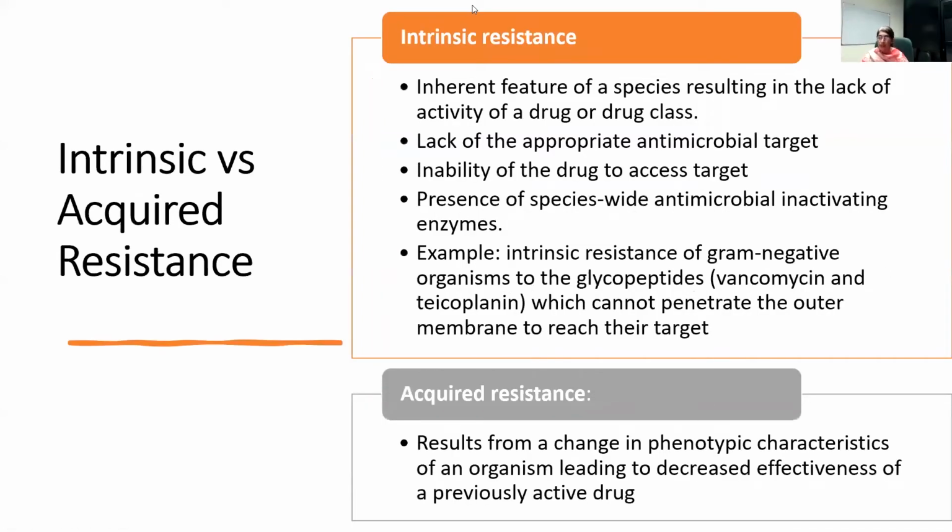Antibiotic resistance can be intrinsic or acquired. Intrinsic resistance can be an inherent feature of a microorganism resulting in the lack of activity of a drug or a drug class. It may result from the lack of the appropriate antimicrobial target. It may be because of the inability of the drug to access the bacteria. An example is the intrinsic resistance of gram-negative organisms to glycopeptides like vancomycin and teicoplanin, because glycopeptides do not penetrate the outer membrane to reach their target. Acquired resistance results from a change in phenotypic characteristics of an organism, leading to decreased effectiveness of a previously active drug.